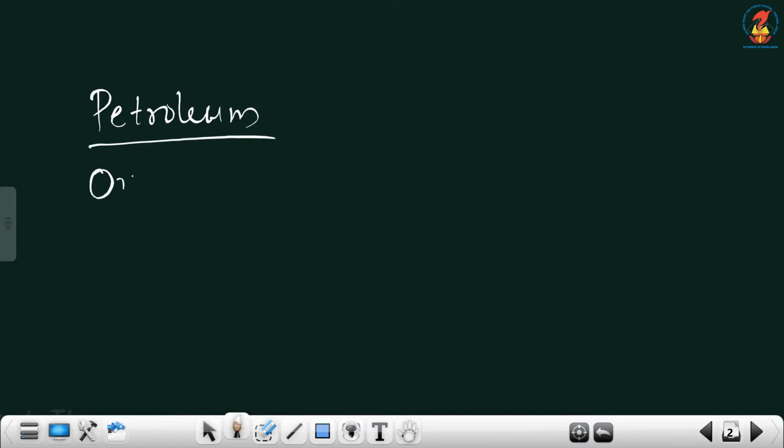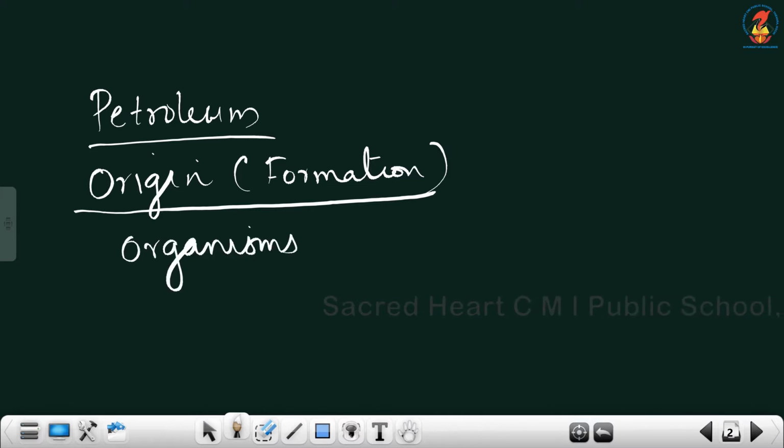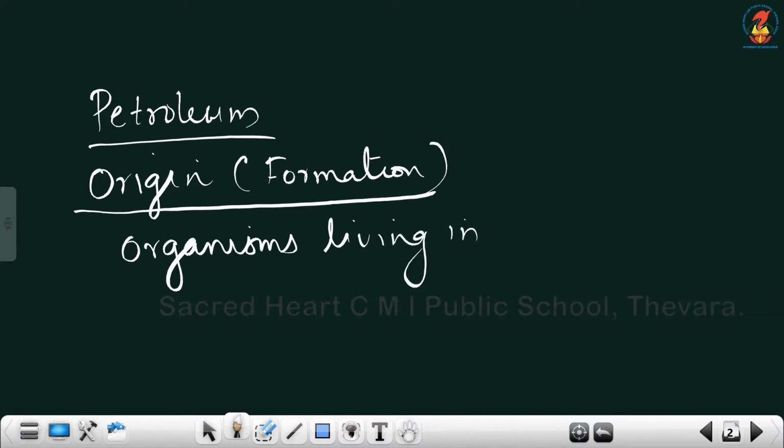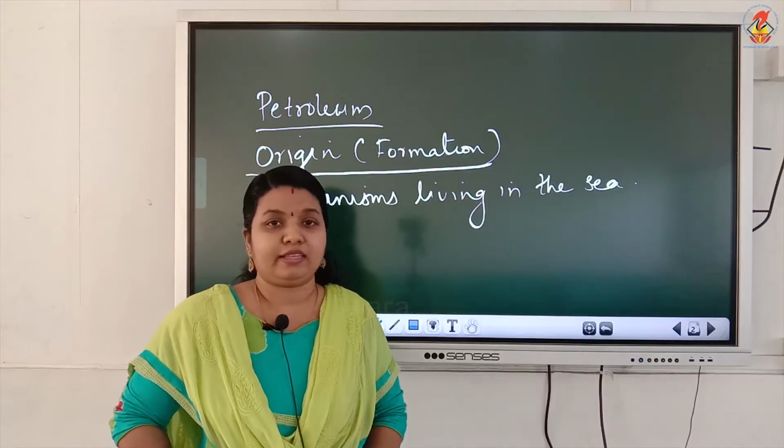Petroleum. First topic under petroleum is how is petroleum originated, or how is petroleum formed in nature. Origin of petroleum or its formation. Okay, petroleum is originated from organisms living in the sea. So petroleum is formed from organisms living in the sea.